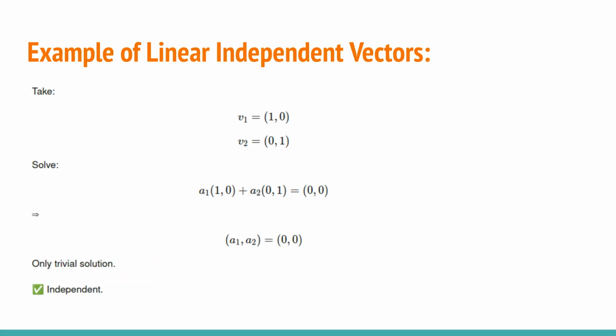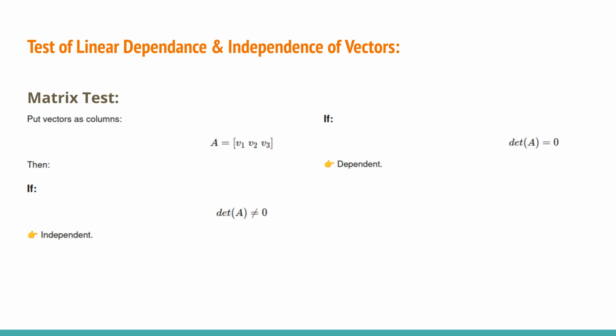For an example of linearly independent vectors, consider v1 = (1, 0) and v2 = (0, 1). The equation a1v1 + a2v2 = (0, 0) only holds if a1 and a2 are 0, the trivial solution. To test for linear dependence, you can use the matrix test.